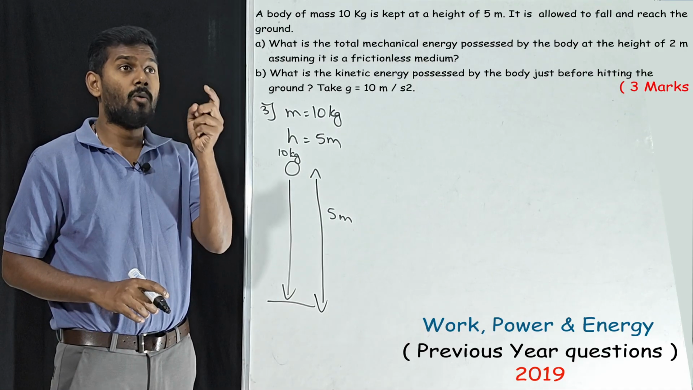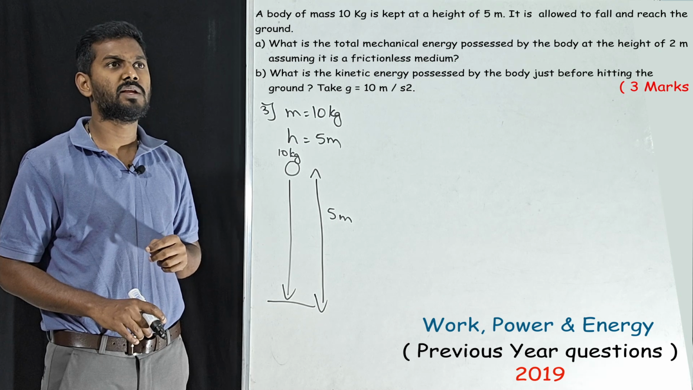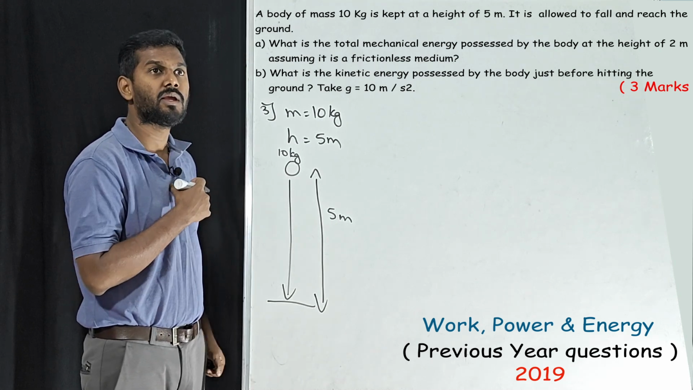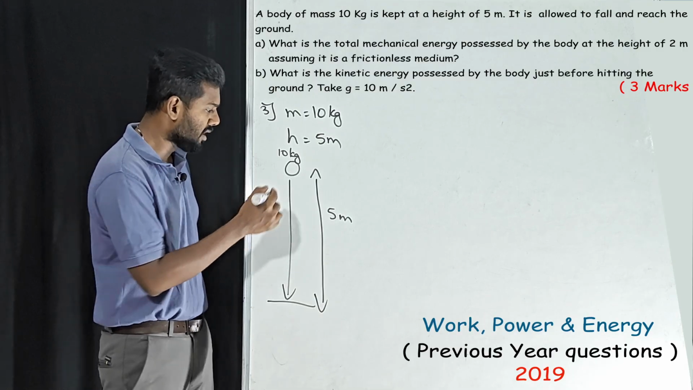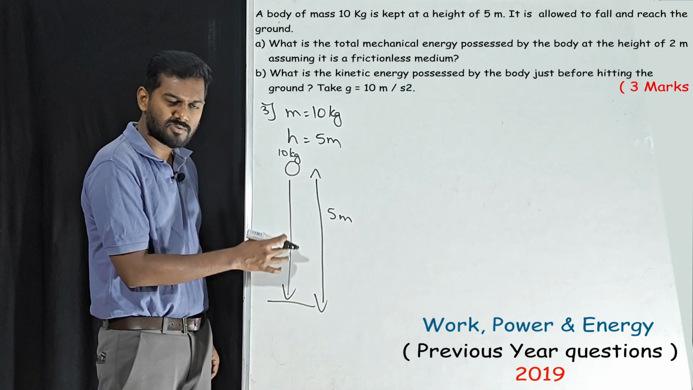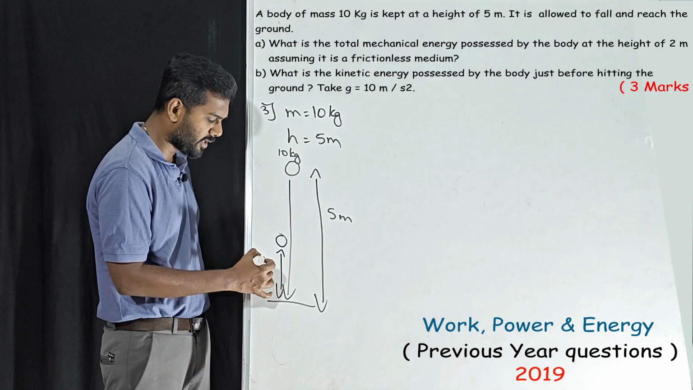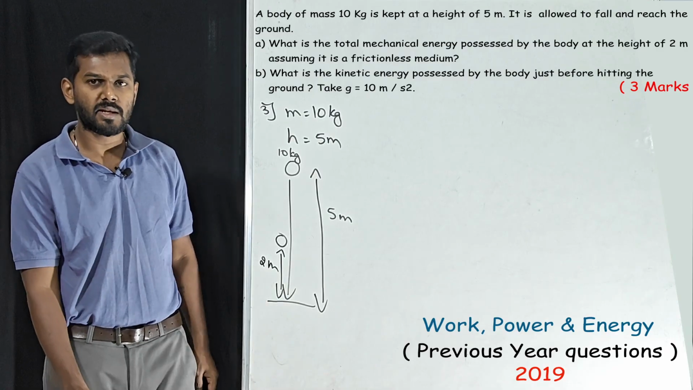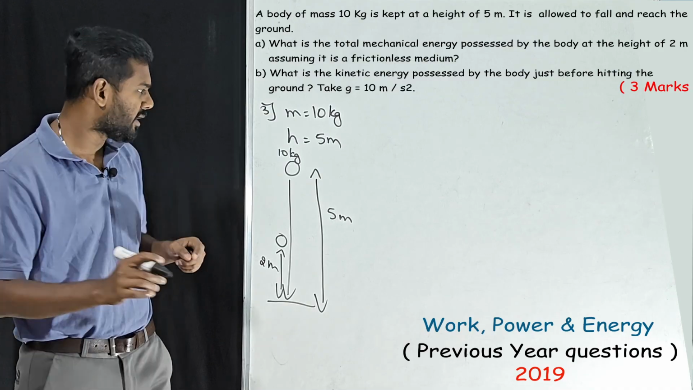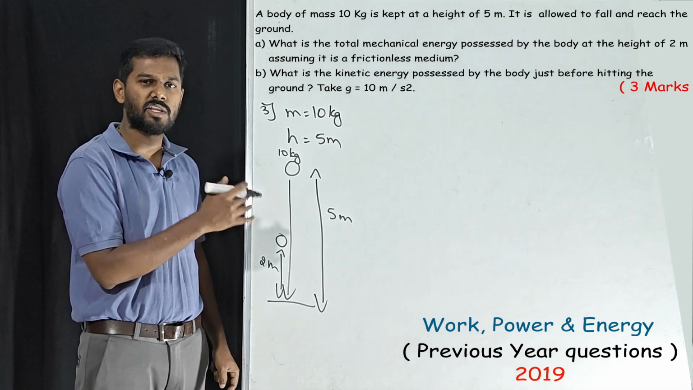Now what is the total mechanical energy possessed by the body at a height of 2 meter, assuming that it is in a frictionless medium? So when the total height is 5 meter and the body is freely falling, and it is somewhere where the remaining height is 2 meter, what is the total mechanical energy? If you know the concept, you don't have to calculate all these things. First I'll teach you the complete concept, then you will understand. Whatever question they ask, you can easily answer.